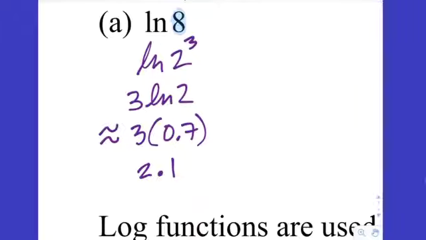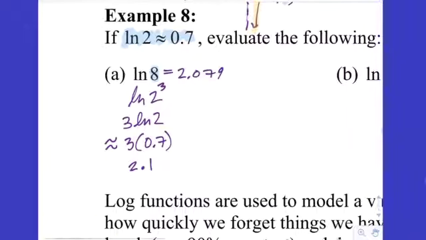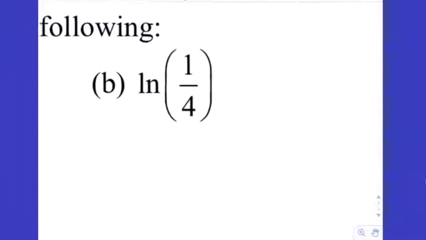Let's see what it actually is. I have a calculator right here. The natural log of 8 is actually 2.079. So 2.079 is about 2.1. So we're close. Good enough. All right, part B, the natural log of a fourth.